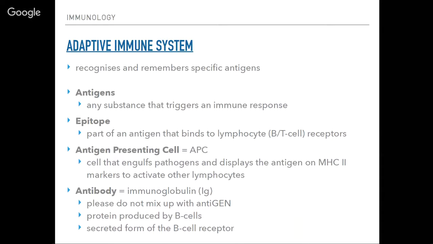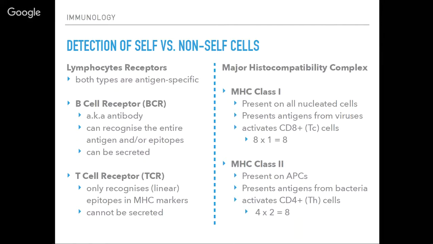All right, adaptive immune system. A lot of terms. The only one that's probably harder is epitope. It basically means it's just the part of an antigen that B or T cell receptors can bind onto. And please don't do what all the year 12s like to do. Don't mix up antigen and antibody. It's stupid. All right. How do you tell the difference between self and non-self?